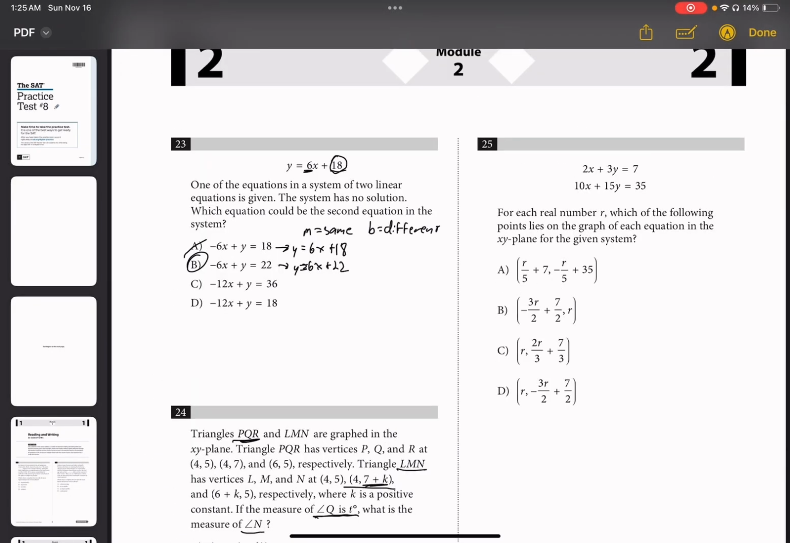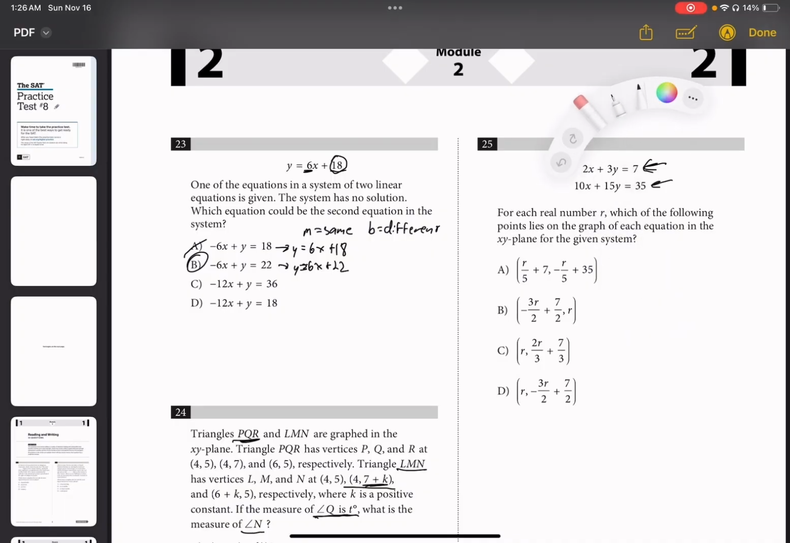Okay, question number 25. For each real number r, which of the following points lie on the graph of each equation in the xy plane for the given system? So, looking at this system of equations, we need to find a value of points where our r's cancel out and the system of equation is satisfied. So for example, for this equation, we want our r's to cancel out and 7 to equal 7, so the system is true. And then we can move on to checking the next equation. Our r's cancel out and then 35 equals 35.